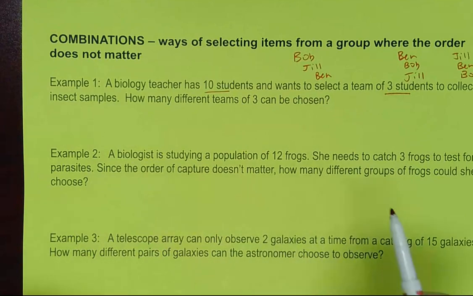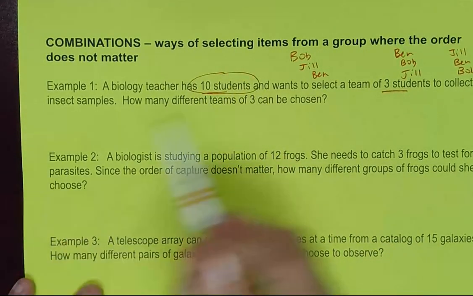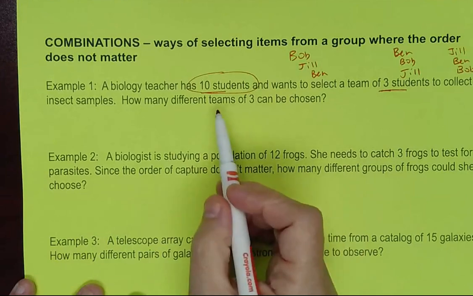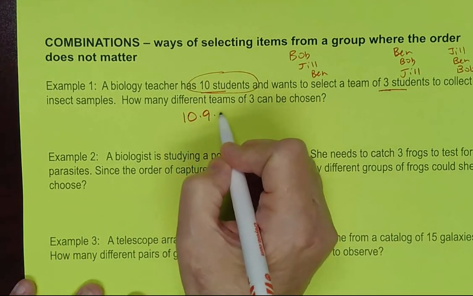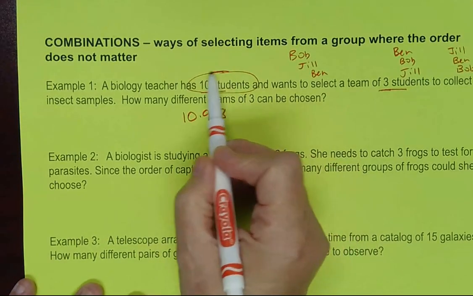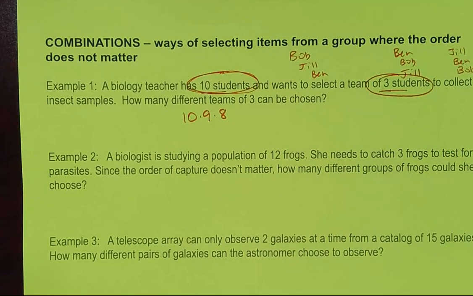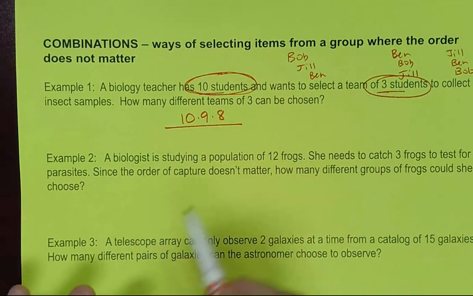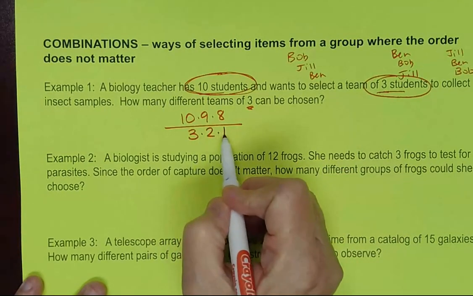And so that's why these questions are a little harder. Order doesn't matter. But if I have 10 students and I want to pick 3 of them, the first thing we have to do is know that I want to take those first 3 numbers, 10 times 9 times 8. So I got 10 students and I'm going to use 3 of them. Okay, and on the bottom, here's what we have to divide by to get rid of those repeats. This 3 is really important, but we're going to divide by 3 times 2 times 1.